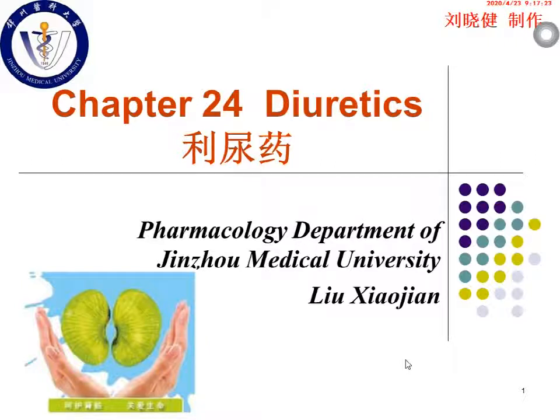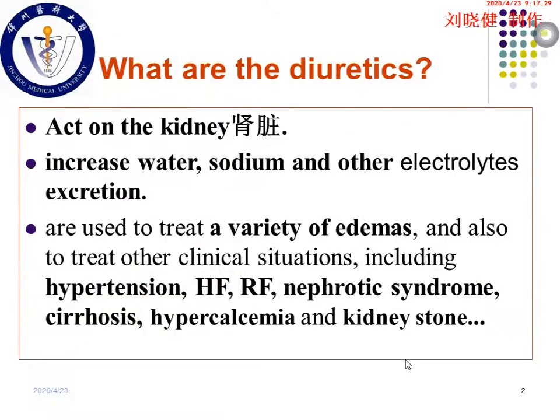Today you are going to study a new chapter, Diuretics. What are the diuretics, maybe you are asking? Actually, they are the drugs acting on the kidneys to promote urine production and excretion. And urine is the main way for water, electrolytes, and metabolized substances in the body to be excreted.